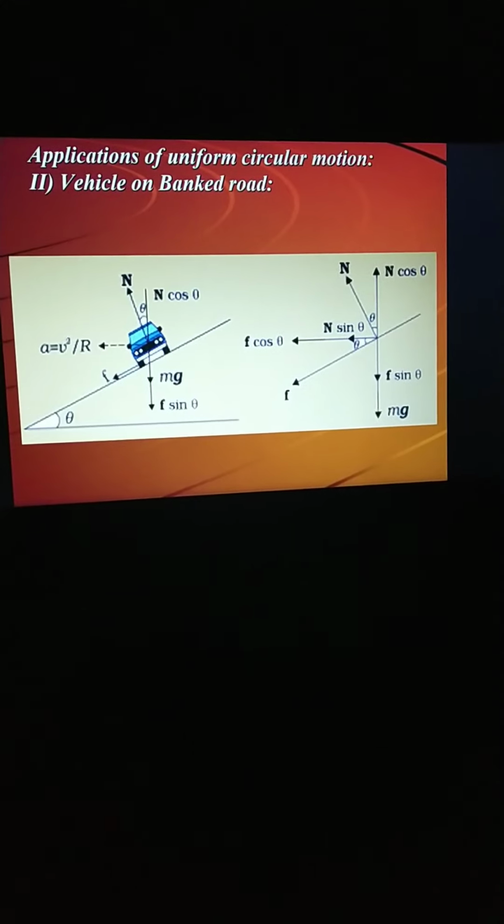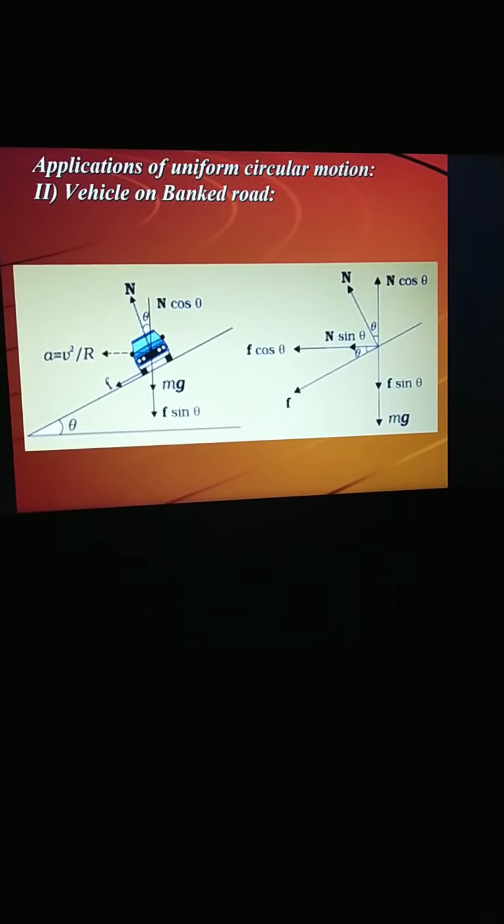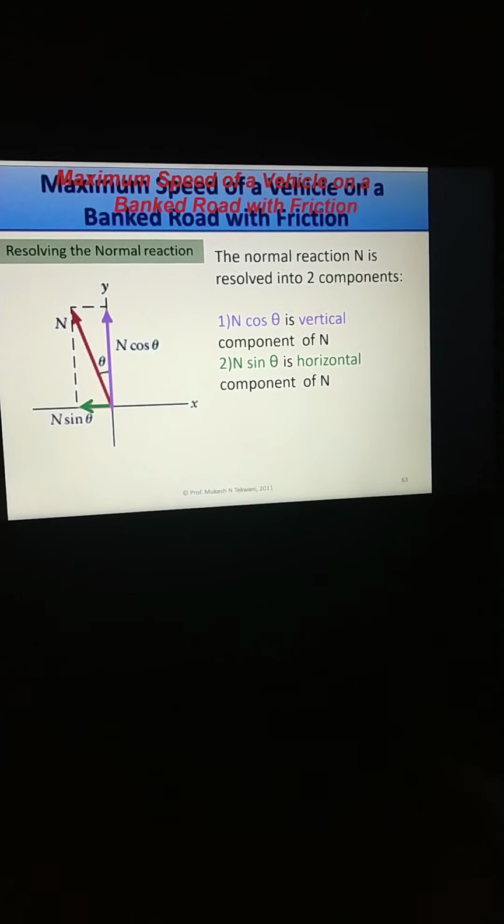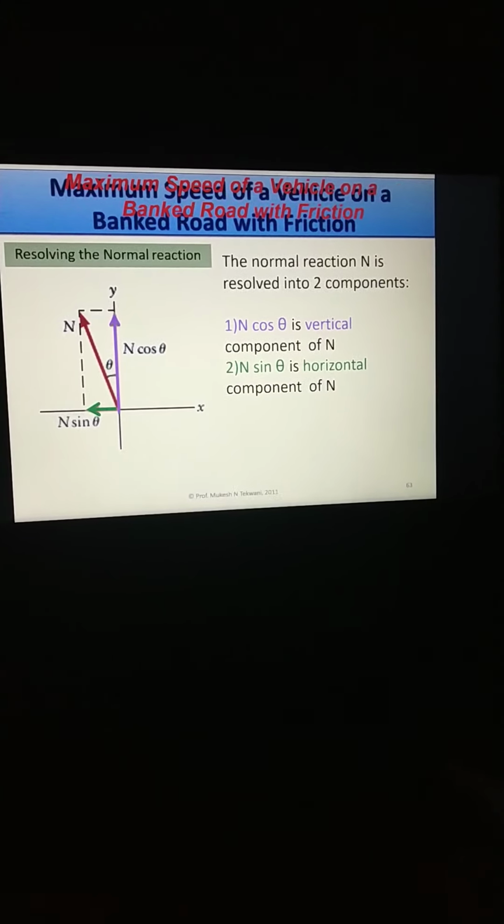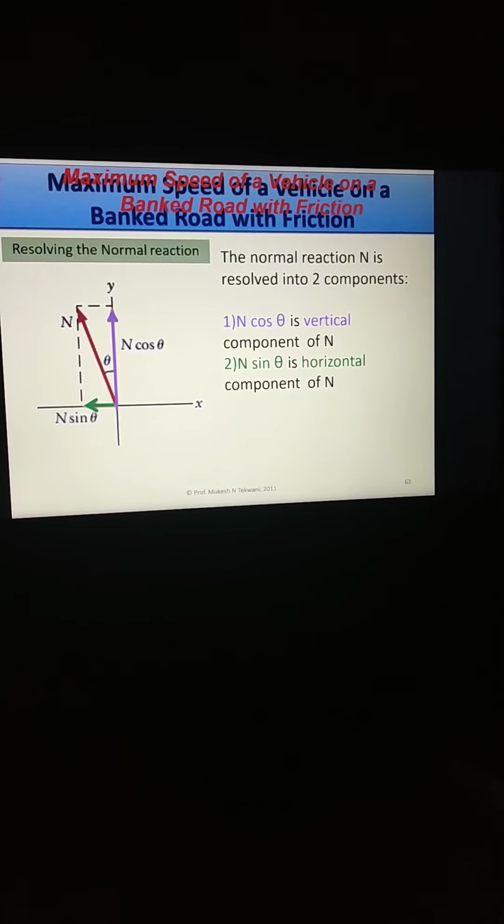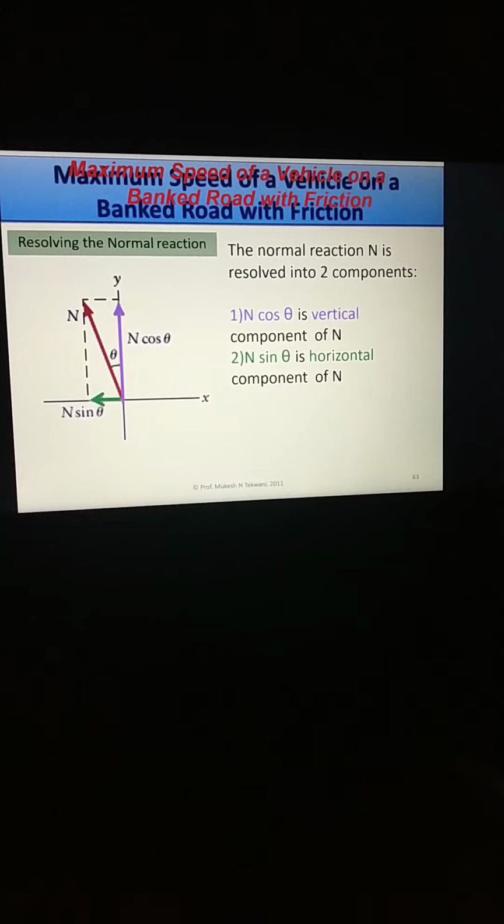So we are getting many components of forces here. If you consider the vertical and horizontal components of forces, you can consider two cases, that is the resolving of the normal reaction. The normal reaction is resolved into two components, horizontal and vertical.